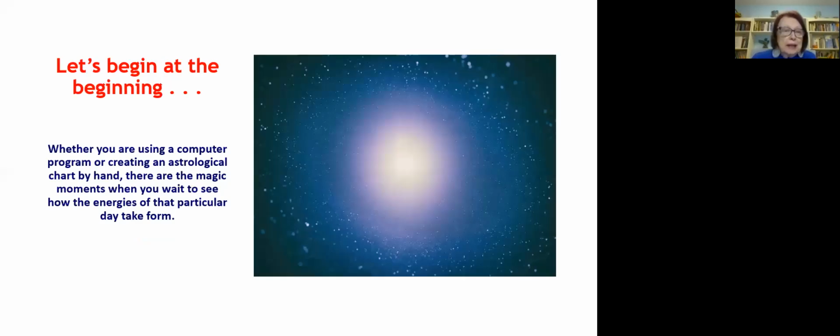So we're going to begin at the beginning, which is always a good place to start, right? Whether using a computer or creating an astrological chart by hand, which I have done, there are the magic moments when you wait to see how the energies of that particular day take form, how they come together. If you look at an ephemeris, you can see the energies of the day, but until you have time and place, there's no actual physical vessel to put them in.